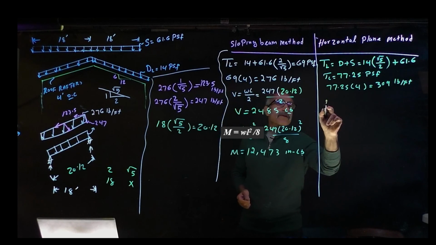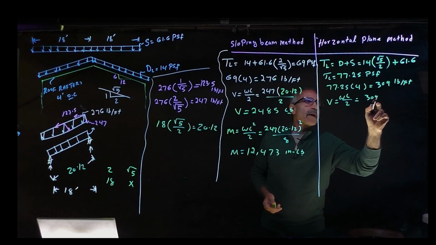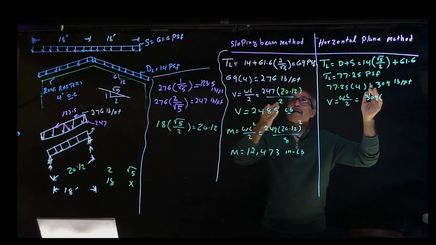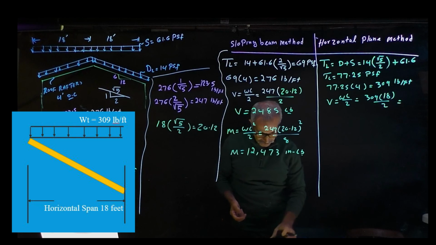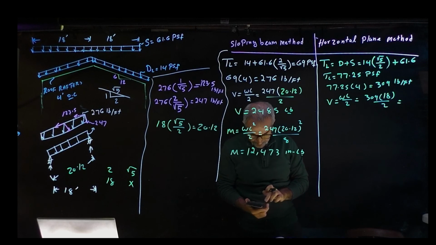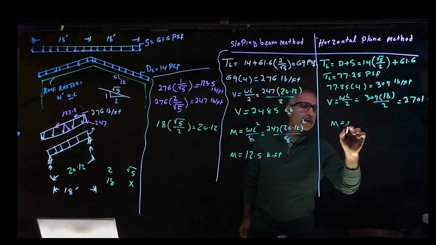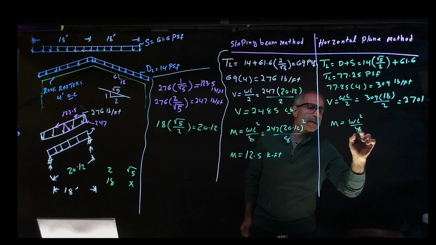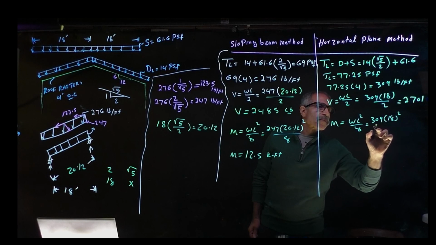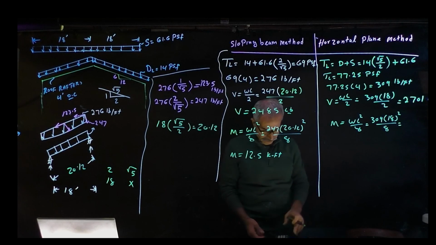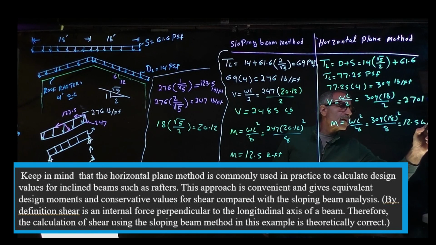So calculating the shear, shear is equal to WL divided by 2, 309 times, now our L in this is 18, and divide that by 2 comes out to 2701 pounds. M is equal to WL squared divided by 8. We have 309 times 18 squared, divide that by 8, and it gives you 12.5 cubic foot. Same thing.